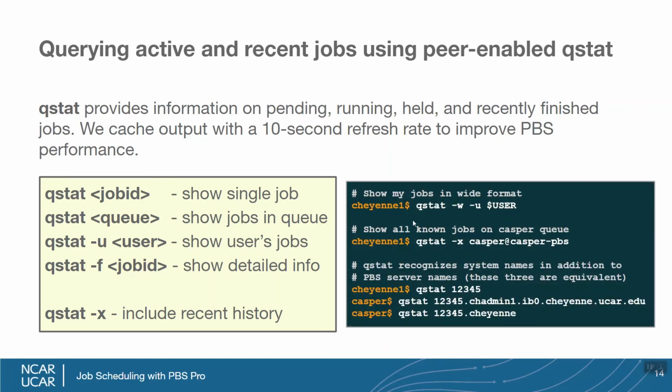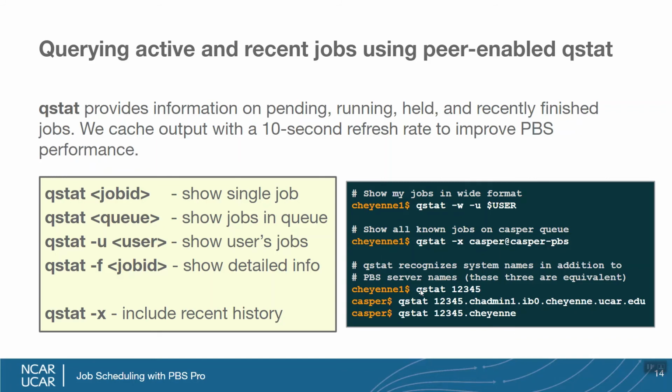So here are just some examples. If I run qstat -u with my user name, and -w, which I didn't put in here, but that's just a wider output, so I use that more if I have a wide terminal. I can show all of the recent history, as well as the current jobs in the Casper queue using -x. Now note here, I'm doing it from a Cheyenne login node, so again, I would do Casper at casper-pbs.